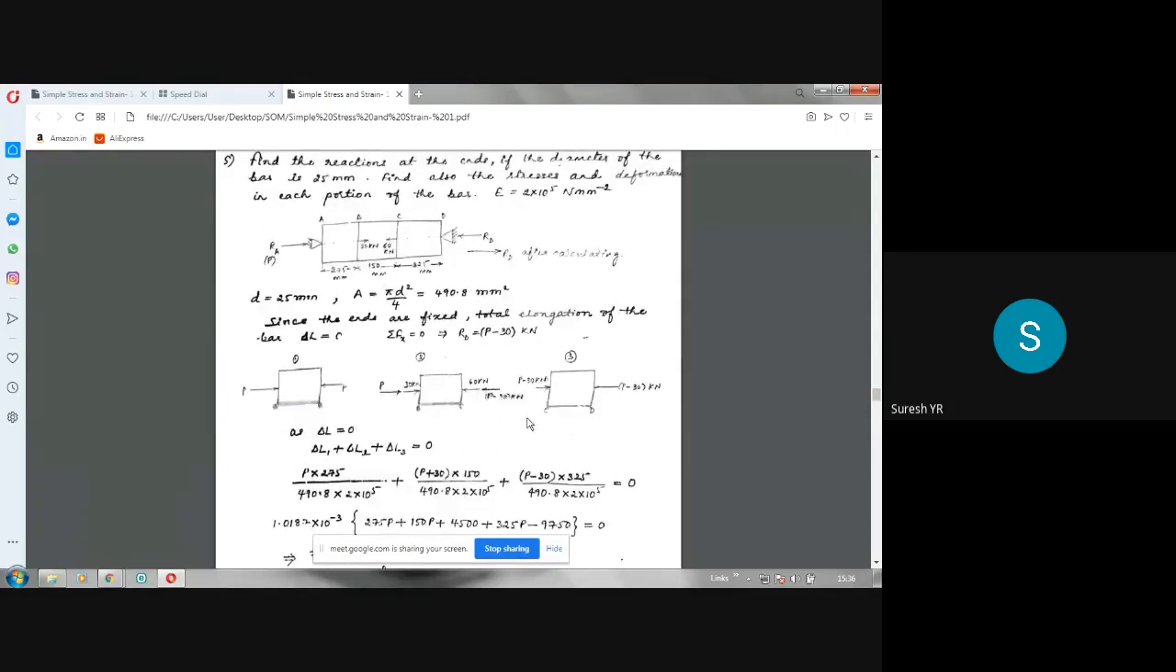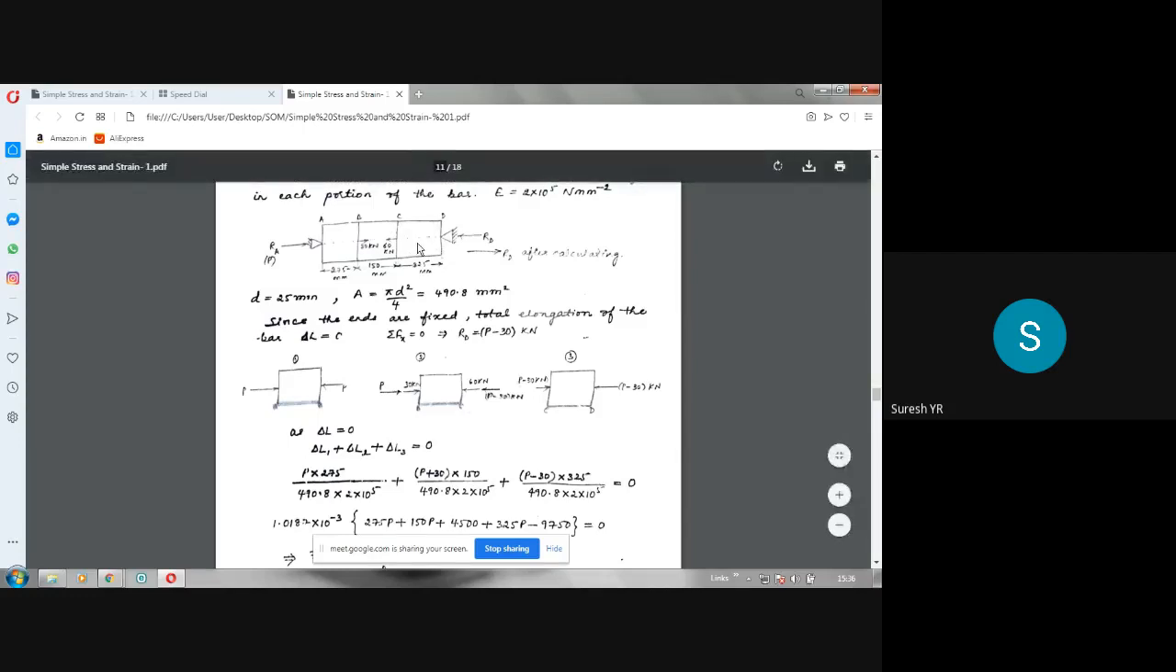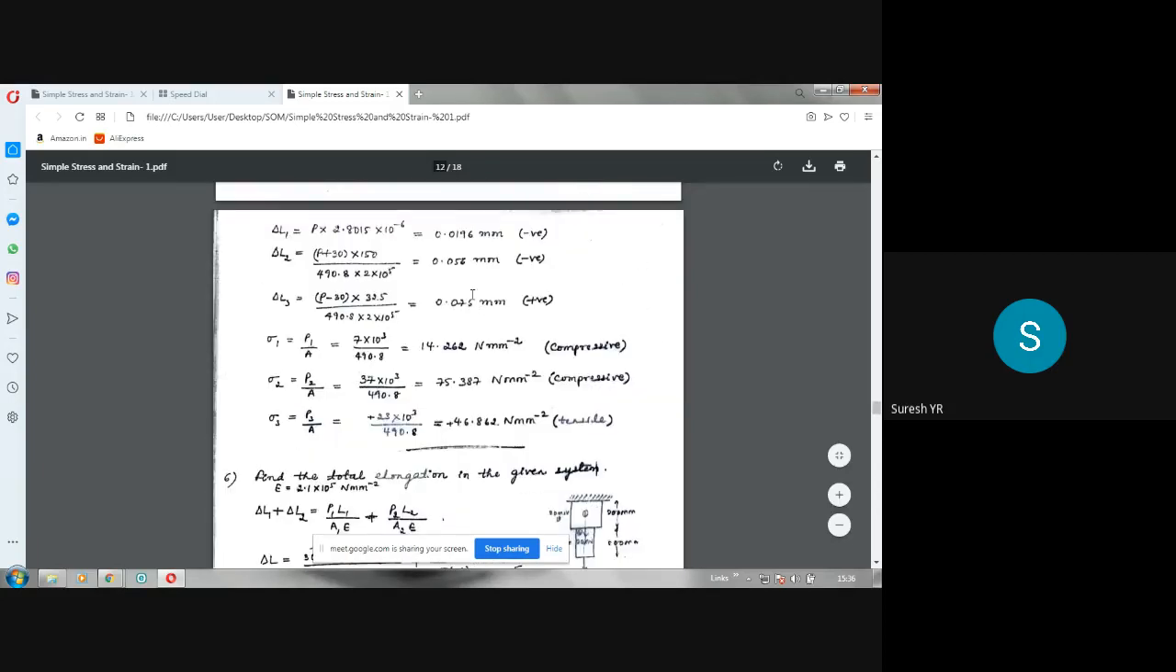That is why the first portion is subjected to contraction, the second portion also contraction, but the third portion elongation. So the total effect will be zero. Delta L1 is negative, delta L2 is negative, but delta L3 is positive. That means if you add these three, you should get zero.